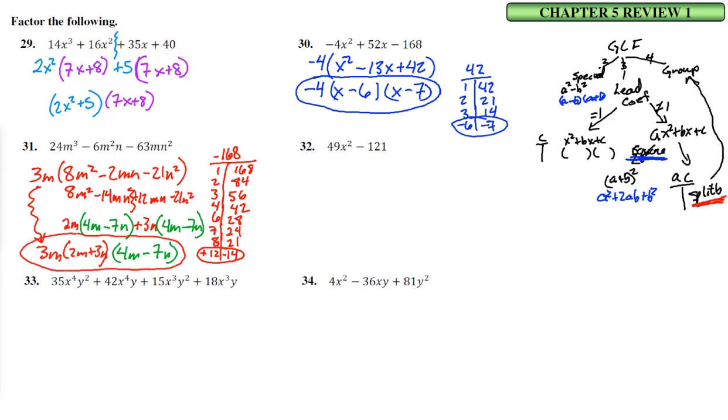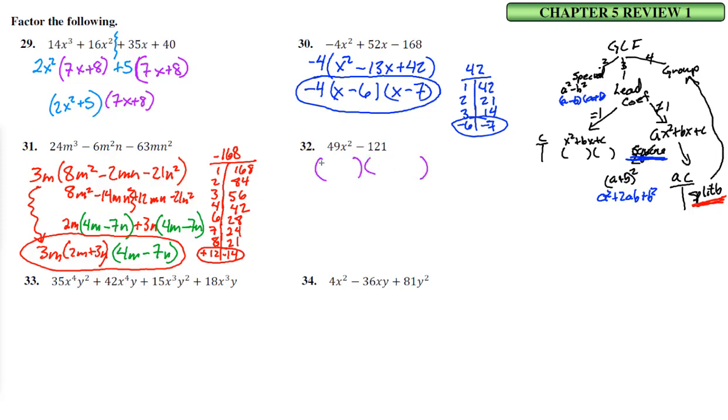Good deal. Okay, number 32. We're going to have 49x squared minus 121. Is there a common factor? This is 11 times 11. That's 7 times 7. No. So we count 1, 2 terms. It is a difference of 7 times 7, 11 times 11, squares. Difference of squares, which means it's one step.